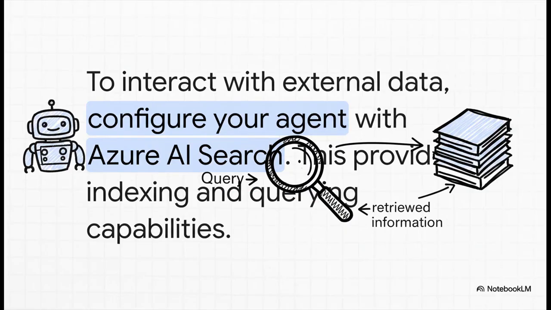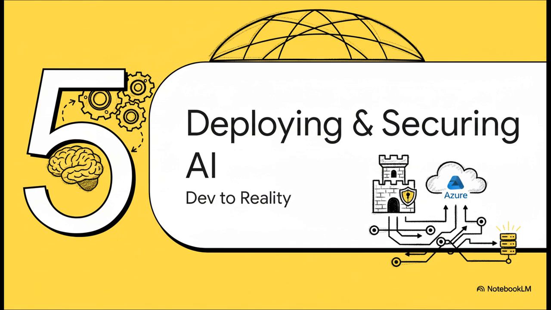But an agent is only as smart as the data it can actually access, right? So how do you get your agent up to speed on your company's specific knowledge base? Well, the main way is by connecting it to an Azure AI search index. This gives the agent the power to query and pull information from all your documents, which makes its responses way more relevant and accurate.